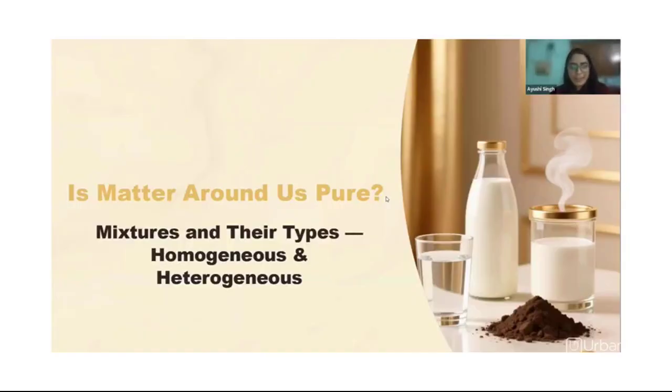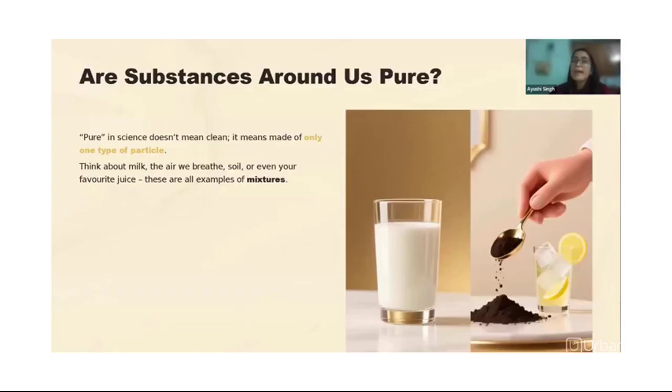We are now going to study chapter 2 of our textbook, that is, Is Matter Around Us Pure? We are also going to deal with the subtopics in between, that is mixtures and their types, homogeneous and heterogeneous. Before we move ahead, we should know whether matter or any substance which we are using in our day-to-day life is pure or not.